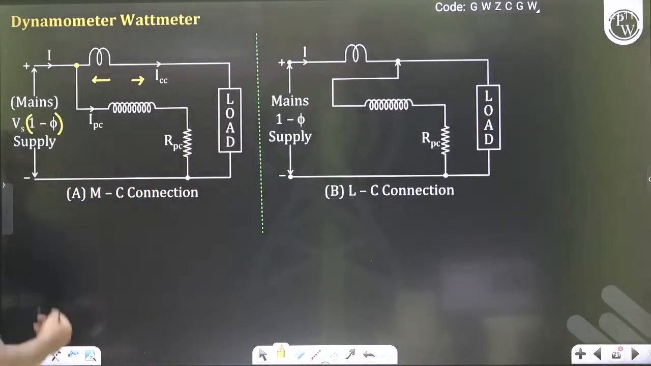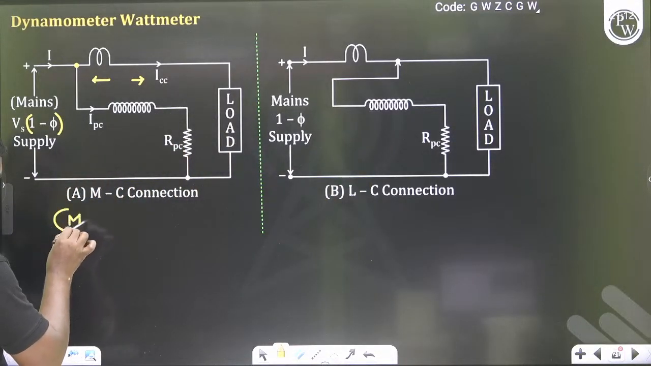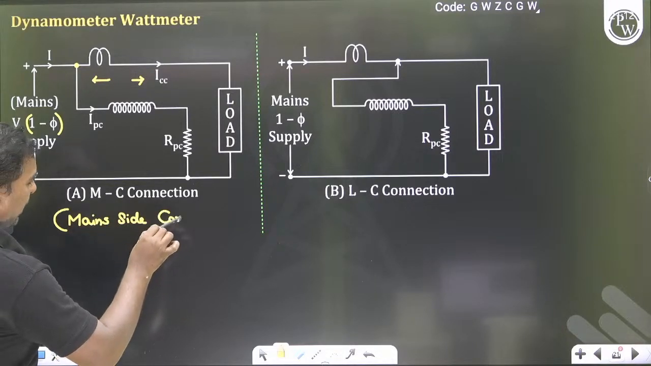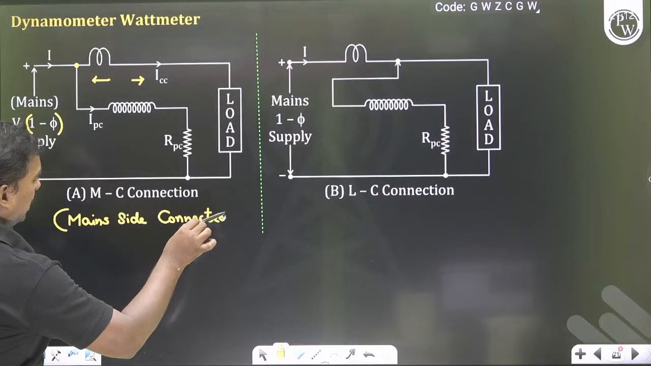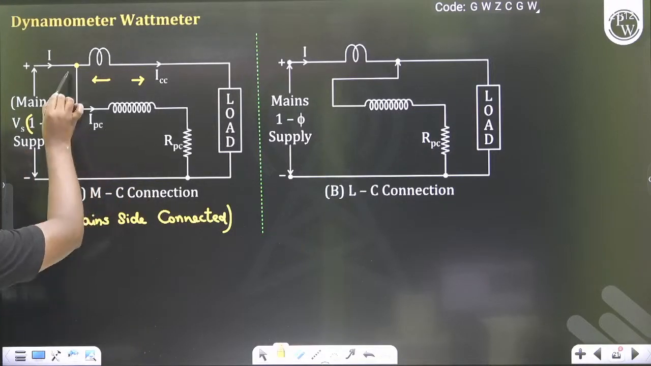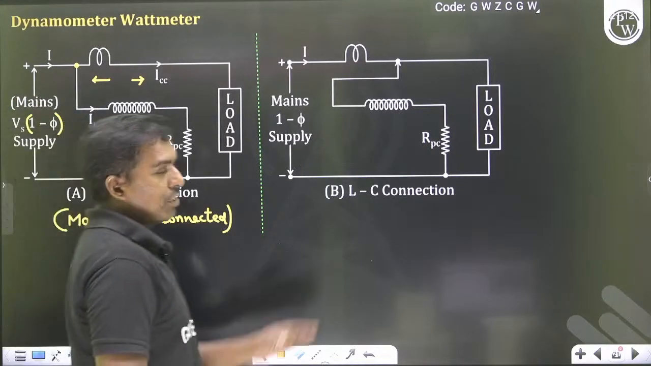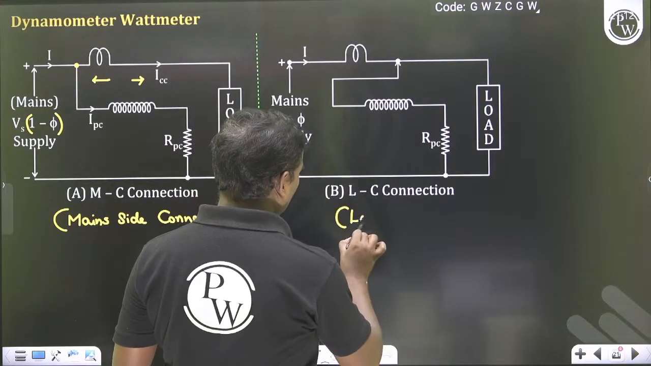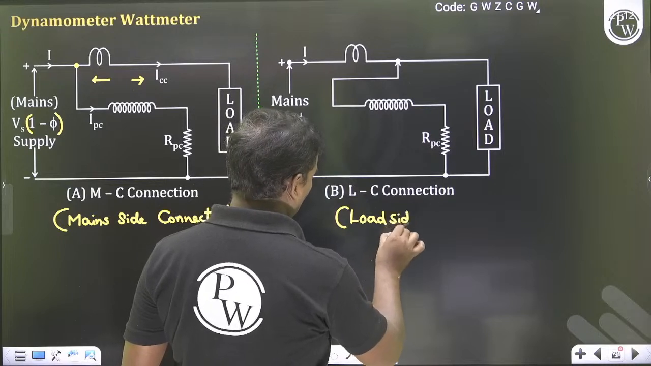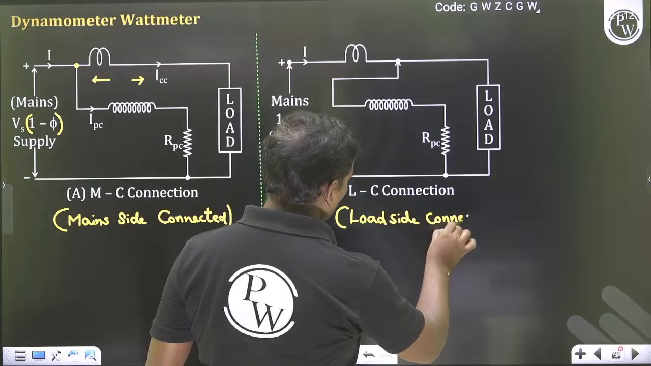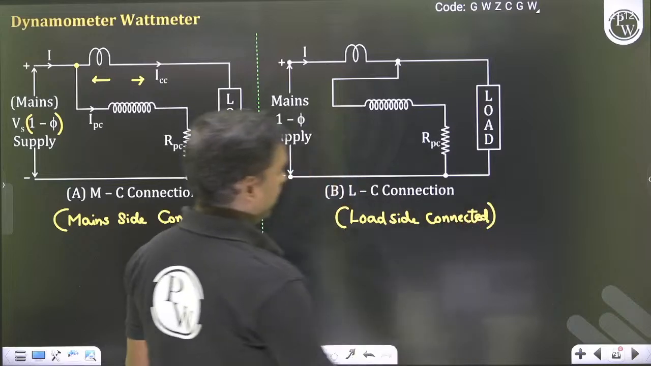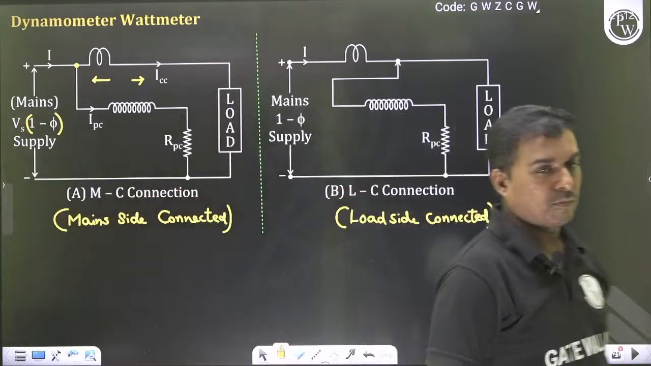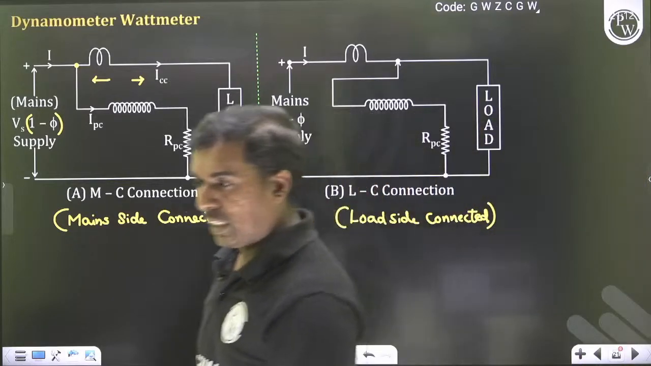So how to remember this? MC connection means main side connected. So potential coil is connected at the main side. LC connection means the potential coil is connected at the load side. So load side connected. Got it? So this is a main side connected, that is a load side connected. I hope it's clear for you.